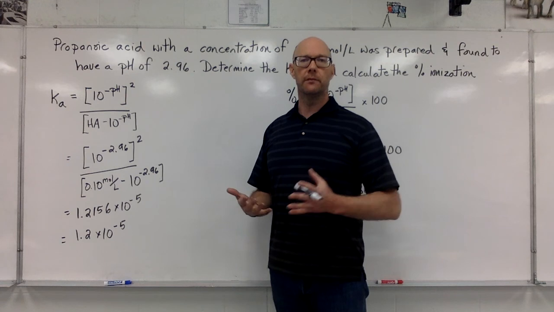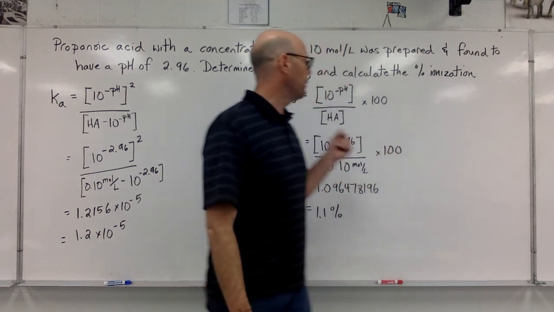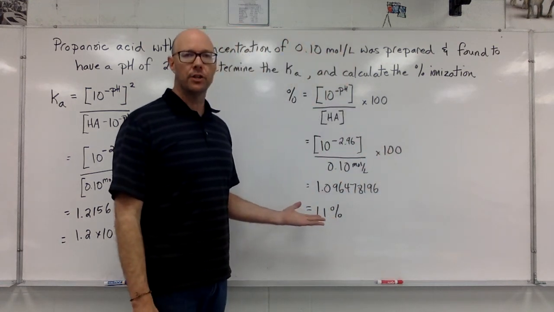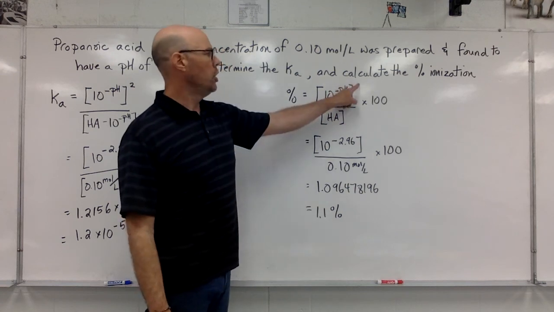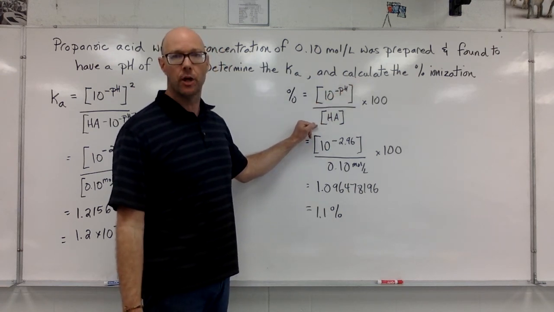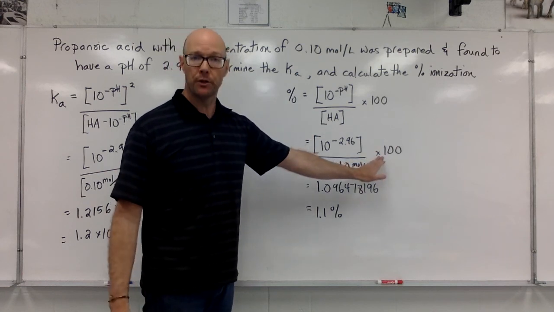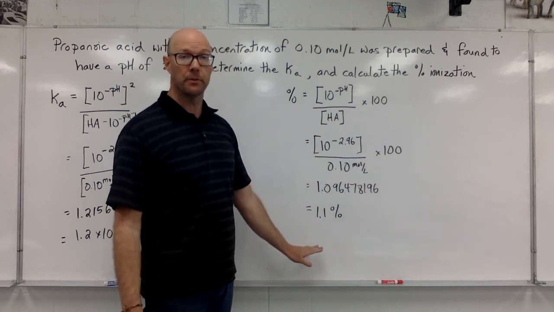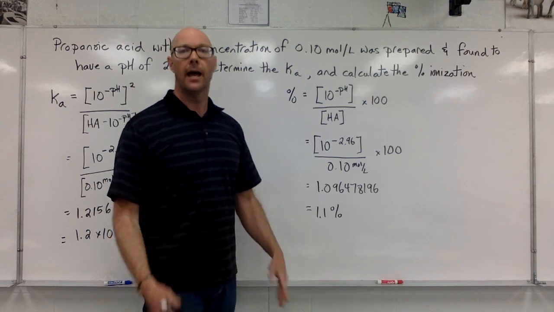There's some important differences between that calculation and what we'll do with the percent ionization. We do not square the numerator here. There is no subtraction in the denominator. We can't forget to multiply by 100 to arrive at the percent. And I hope that helps.